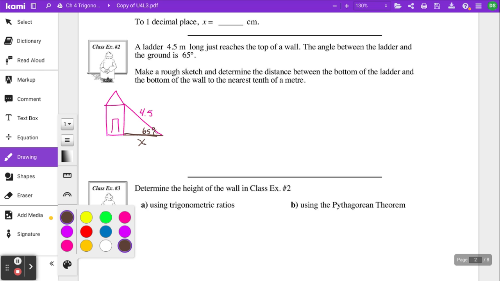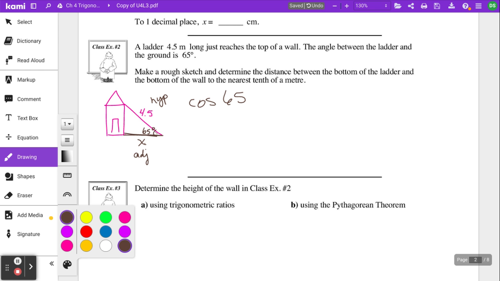Adjacent and hypotenuse. What should I use? Have I ever heard of that before? What, cosine? So you put down cosine. So I decided to use cosine because I have the hypotenuse and I'm looking for the adjacent. And adjacent and hypotenuse are the two sides involved in the cosine ratio. What do I put after I put down cosine? The angle. Always the angle. There's always an angle following the trig function.